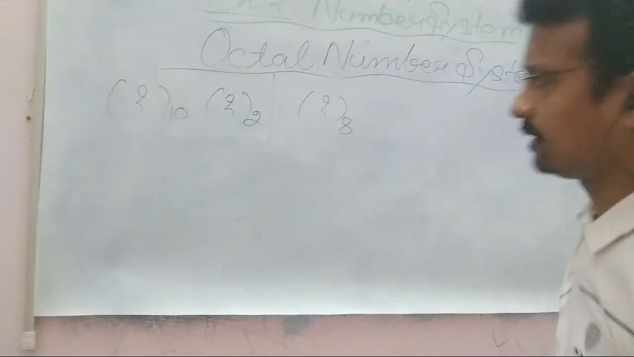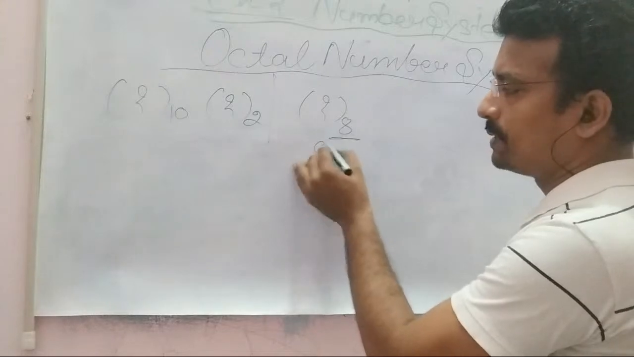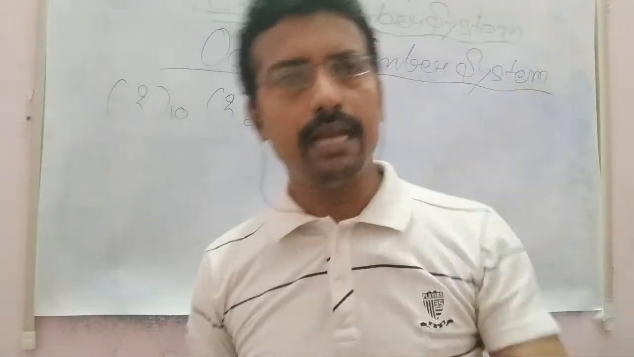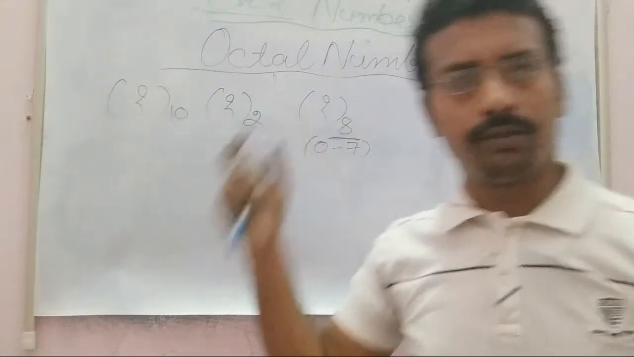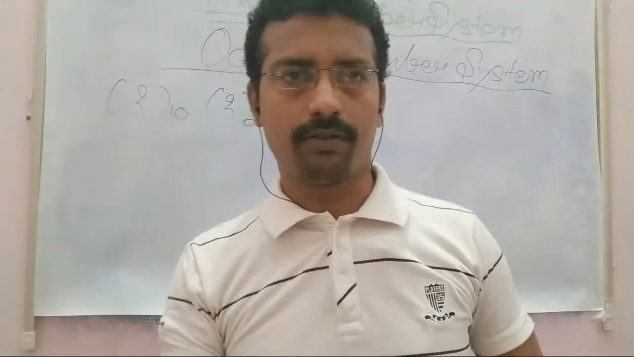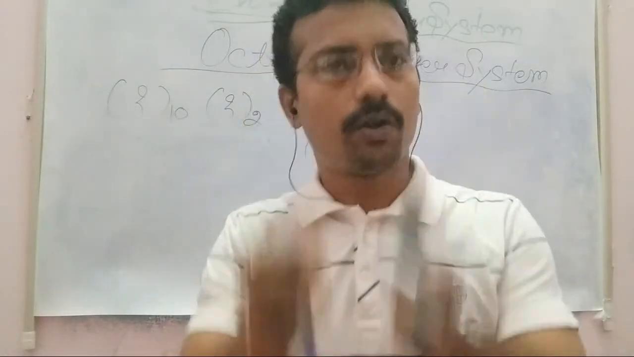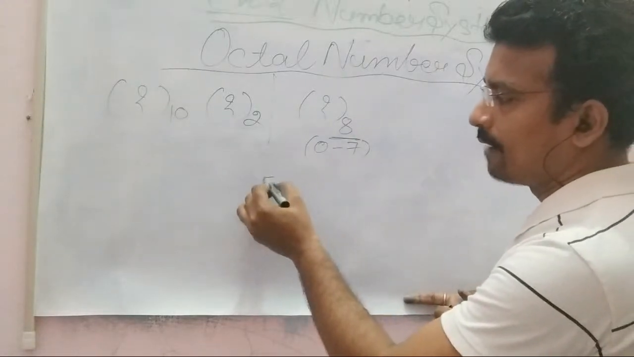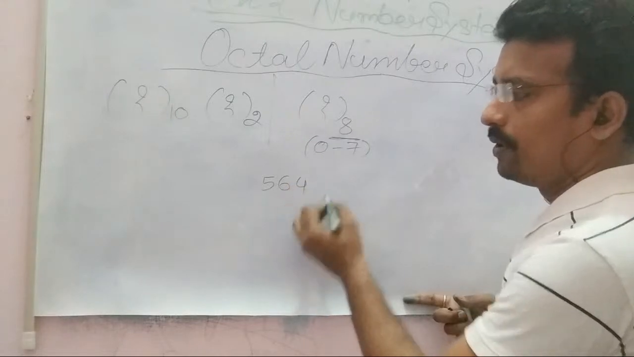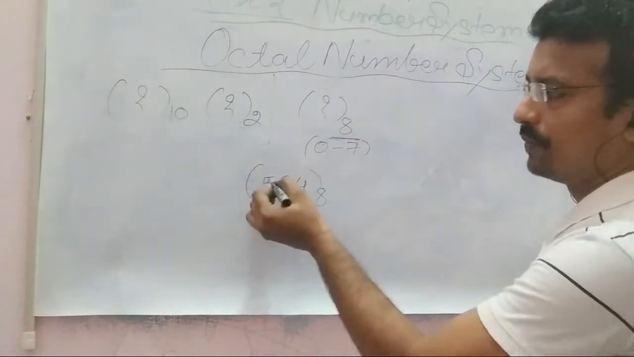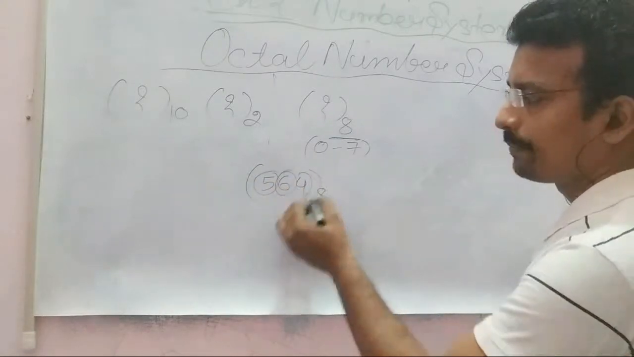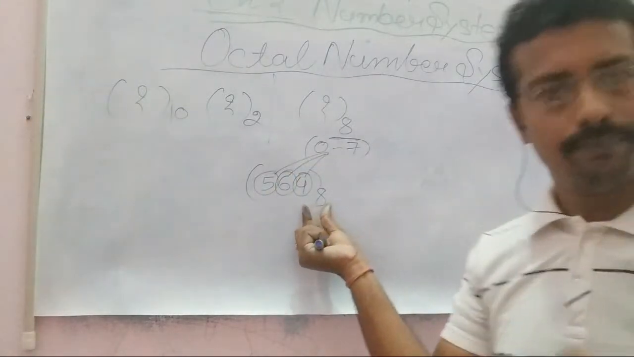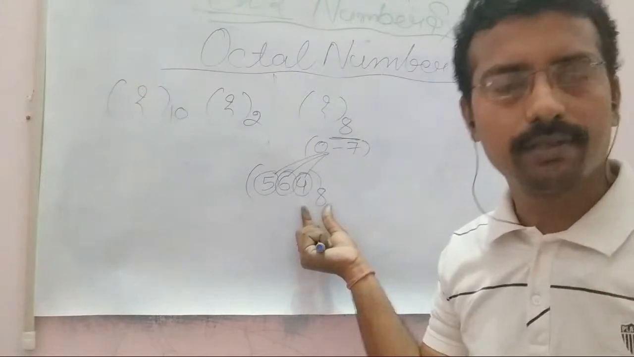In this octal number system, the 8 represents the range of digits 0 to 7. So you can generate any number with the help of the digits 0 to 7, which will be called the octal number system. Let's see some examples. For example, if I say 5, 6, 4 is an octal number, you will see each digit of this number belongs to this range. That's why it is an octal number system.